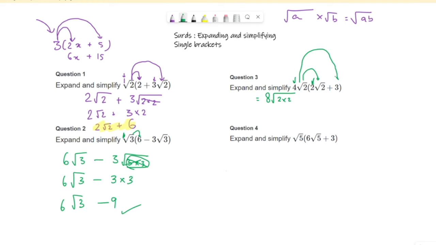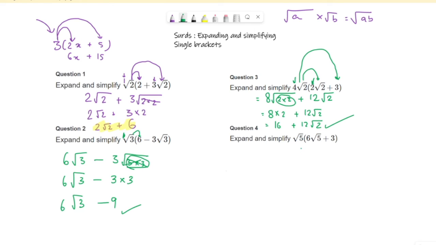4 root 2 times 3. So 4 times 3 will give us 12. Root 2 has nothing to multiply, so it will stay root 2. And both are positive, so it will be positive. You see a group of 2, so a 2 will come out. So it will be 8 times 2 plus 12 root 2. 8 times 2 is 16 plus 12 root 2. And you can't add them, they're unlike terms. It will stay. This is our answer. It will stay this way.